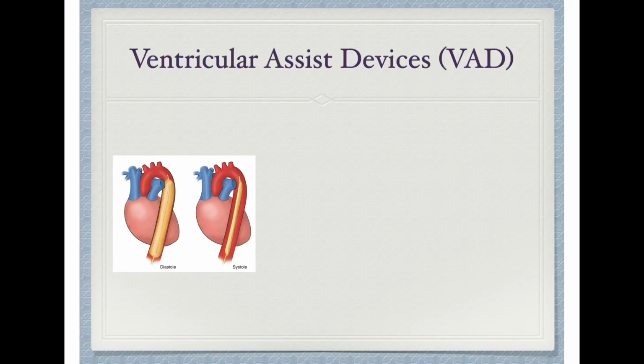Although not strictly speaking a VAD itself, the precursor to this kind of technology was the intra-aortic balloon pump, which is shown here. This is a balloon that's attached to a catheter that's threaded up through a femoral artery into the aorta. The balloon inflates during diastole and deflates during systole. The deflation during systole allows blood to flow normally through the aorta and perfuse the body in systole.